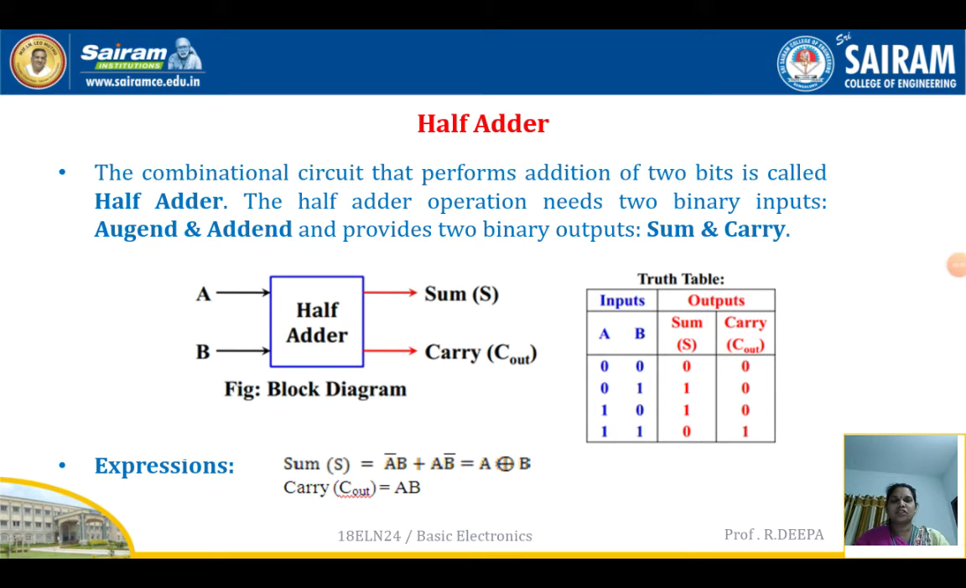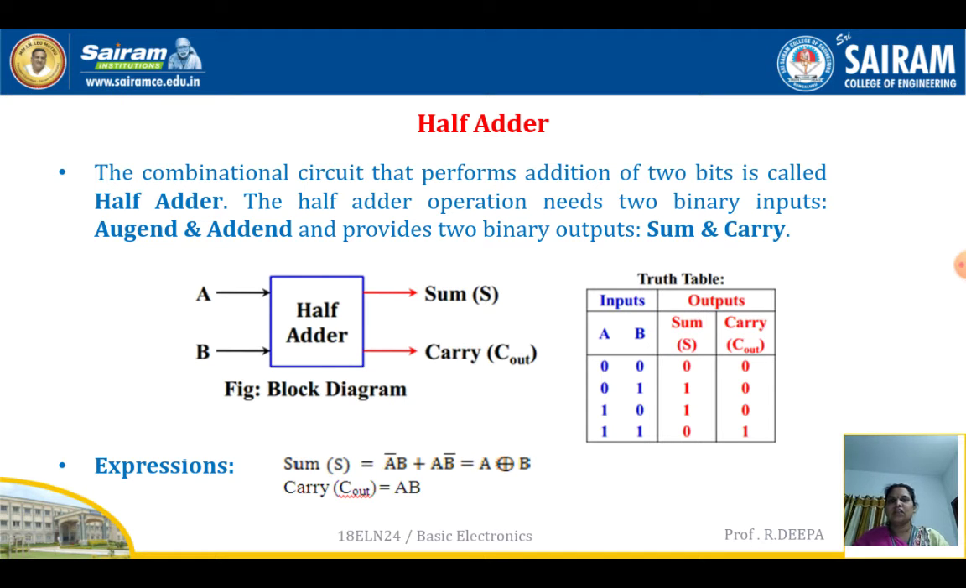Very good morning, students. In today's class, we are going to learn about what is a half adder and full adder. Both these adder circuits are combinational circuits which perform the addition of the given data in binary form. So, let us see what is a half adder. The half adder is a combinational circuit that performs addition of two bits.